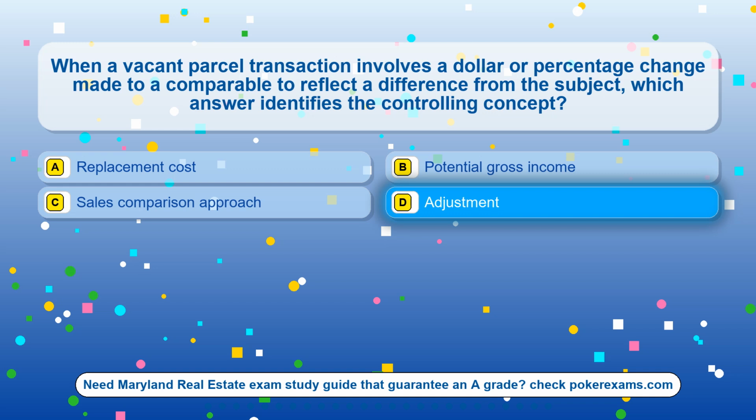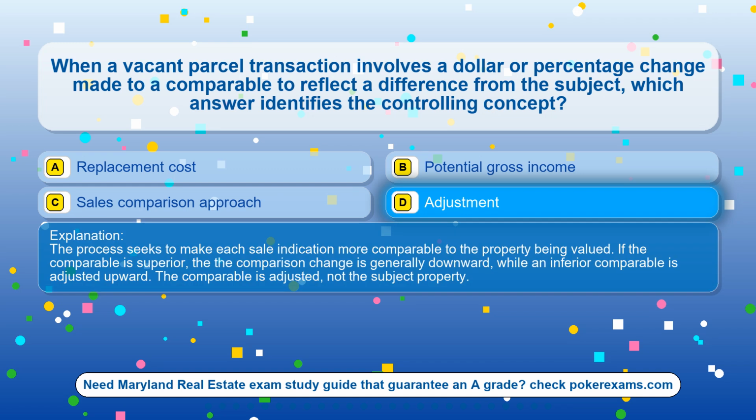The correct answer is option D, adjustment. The process seeks to make each sale indication more comparable to the property being valued. If the comparable is superior, the comparison change is generally downward, while an inferior comparable is adjusted upward. The comparable is adjusted, not the subject property.